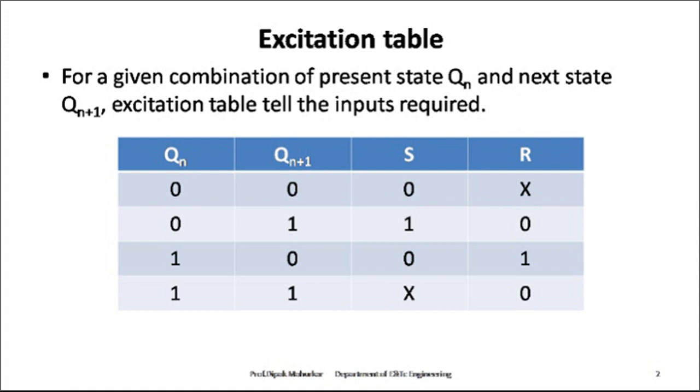Such a table is known as the excitation table of a flip-flop. I repeat again: we need a table that lists the required input for a given change of state. Such a table is known as an excitation table.